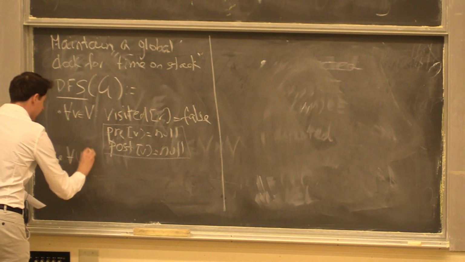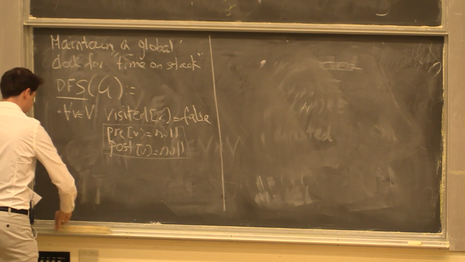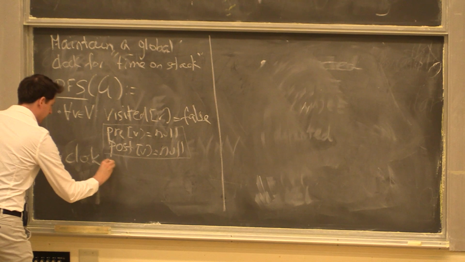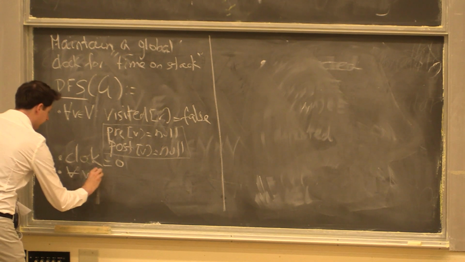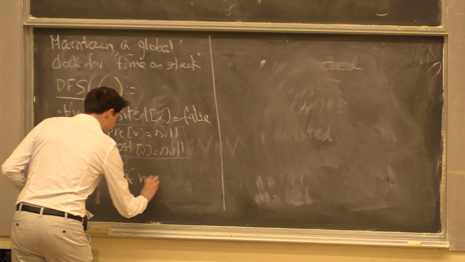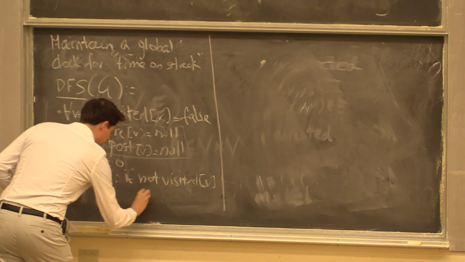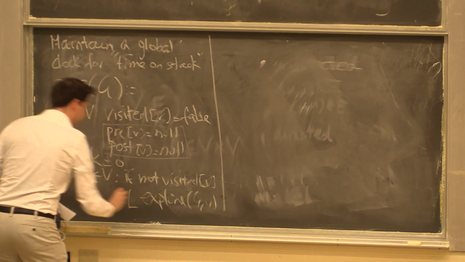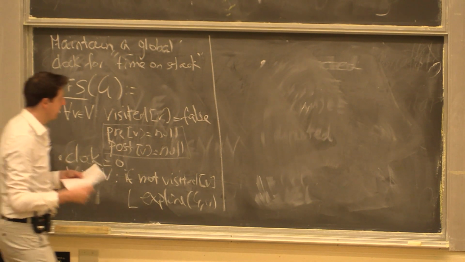So this is the modification over the bare bones DFS. And then for every v in V, we need to start the clock first. So we start: clock is 0. So that's the clock starting. And then for every v in V, if not visited, then we explore it. OK, we haven't done much here. So let's look inside Explore. What do we change?